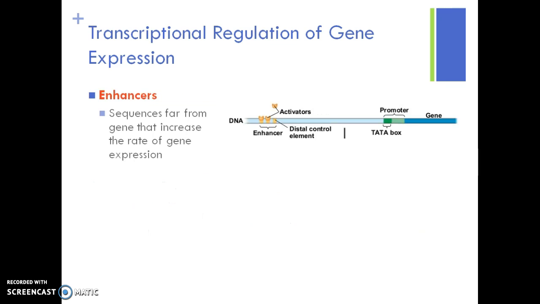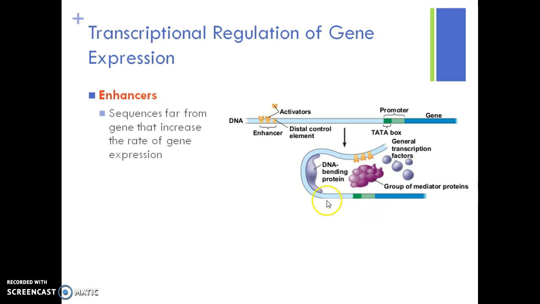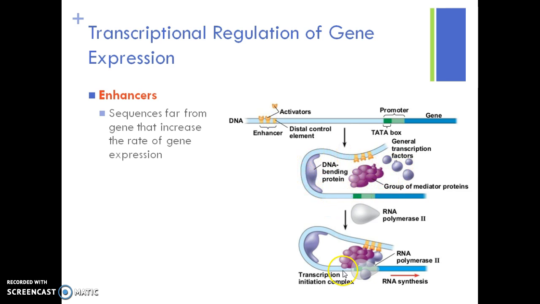We also have these things called enhancers. These are sequences that are very far from the gene. So if the gene is over here and the promoter is over here, our enhancers are upstream of those genes. And activators can bind to them, and when that occurs, the DNA bends. We get our transcription factors and our mediator proteins that bind, which allows our RNA polymerase to bind and RNA synthesis to begin. So this is going to increase our possibility of creating our functional protein products, increasing gene expression.